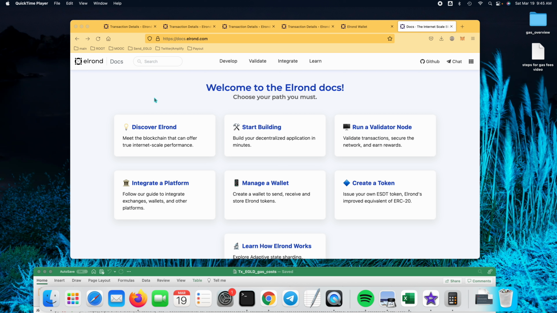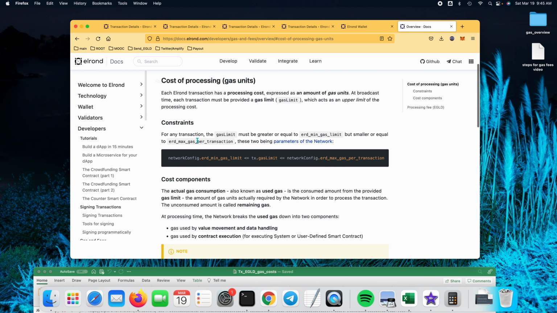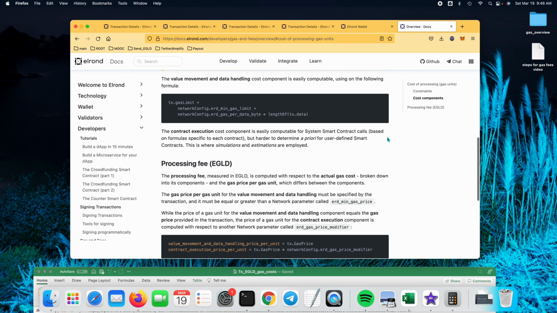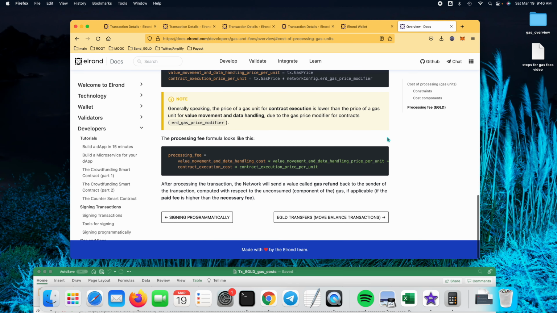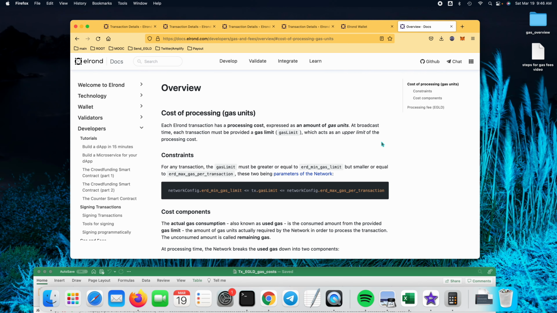So to start off, come over to docs.elrond.com, and just up in the search bar, search gas, and we'll go to the first piece that pops up, cost of processing gas. So I'm going to go over this page a little bit. I'll try not to read every line, but this is the first page that you need to read if you want to know anything about gas costs on the Elrond network.